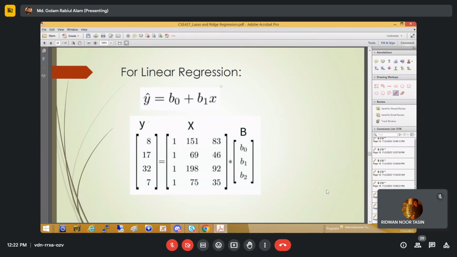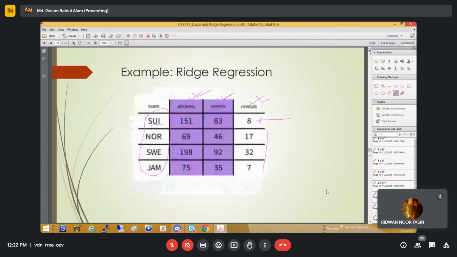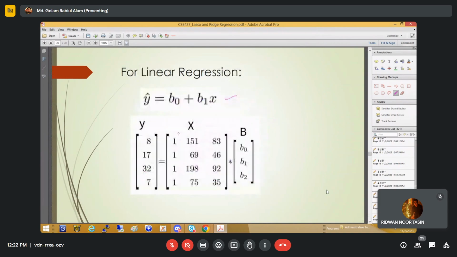So if we want to apply the linear regression, in this case, the equation is this. We can make this data set like this: this is our y, and this is our x. Here we can see in x we have just two columns, that is, two features, and we have this y.